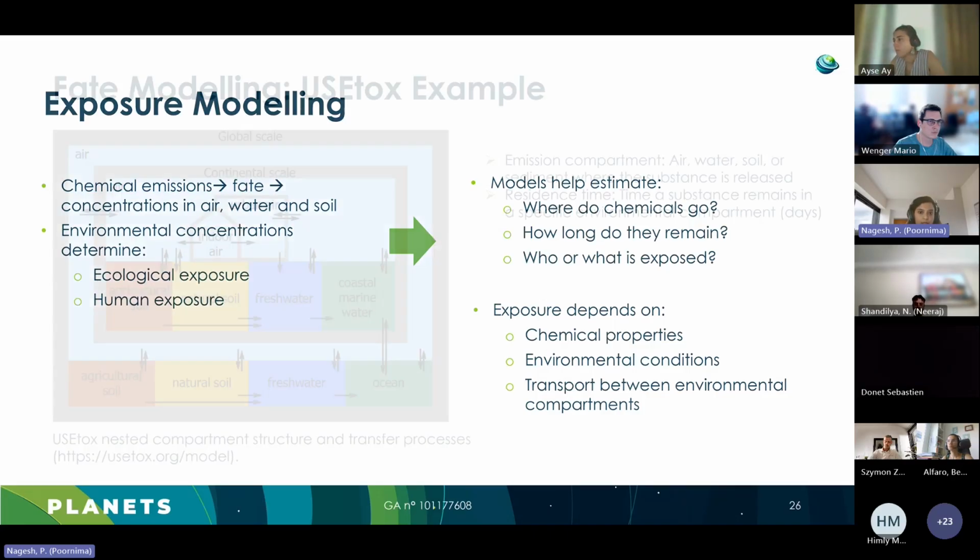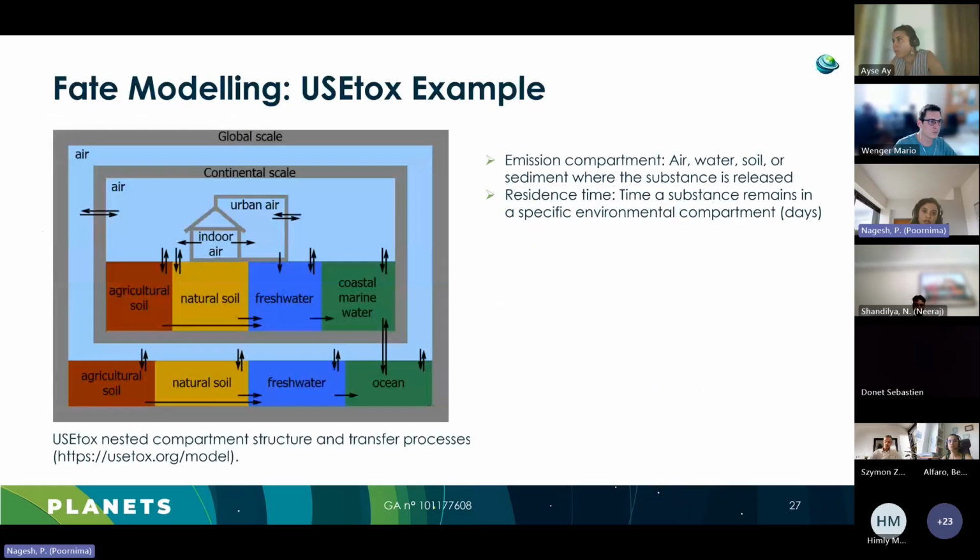So the example that I would talk about today is USTOX. USTOX is intended as a life cycle impact assessment model. It has several components. It has a fate modeling component, an exposure part, and also based on that, it assesses the effect that it causes on the environment or human.